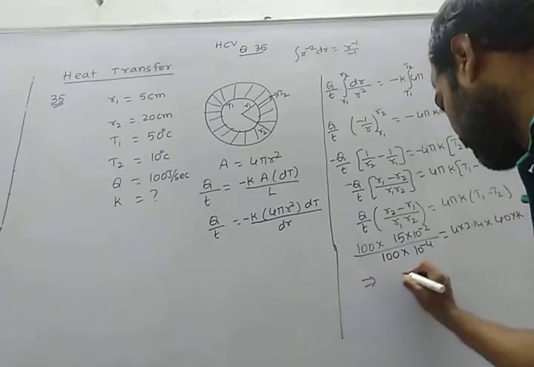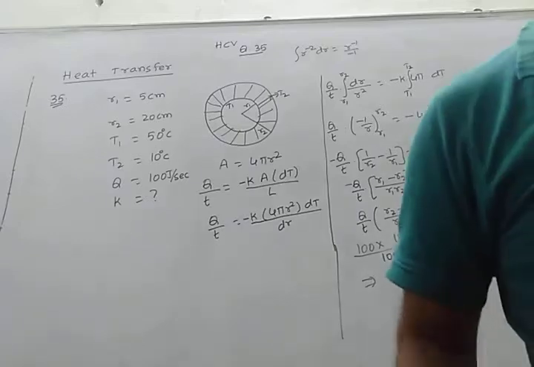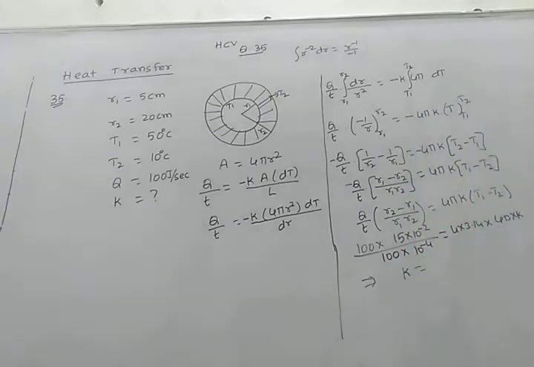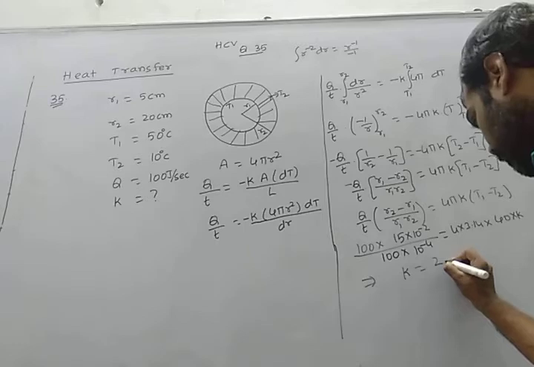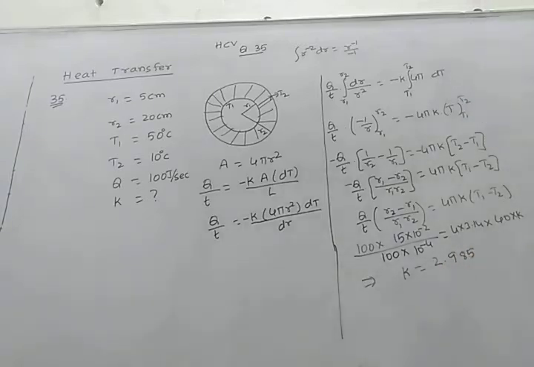So upon this calculation, we will get the final answer as 2.985, that is approximately 3 watt per meter degree Celsius.